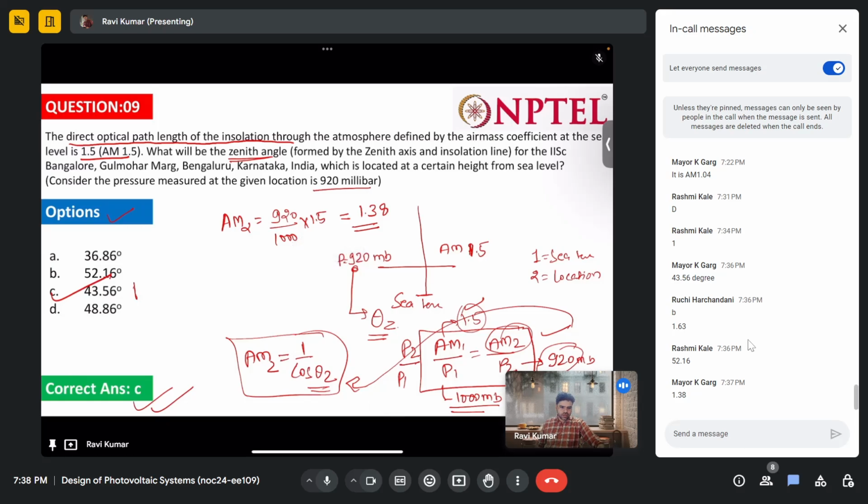Rashmi, Ruchi, are you getting the right answer or are you struggling with the calculation? Yes, sir. Now understood. Okay.